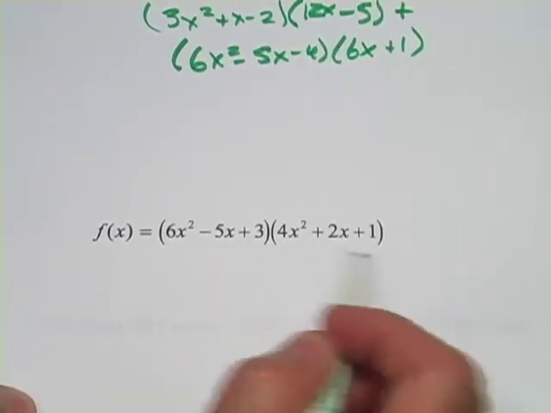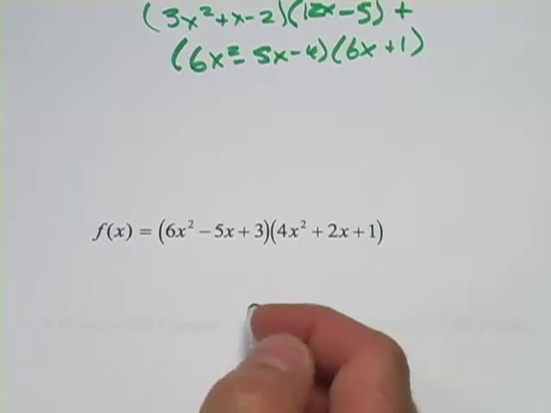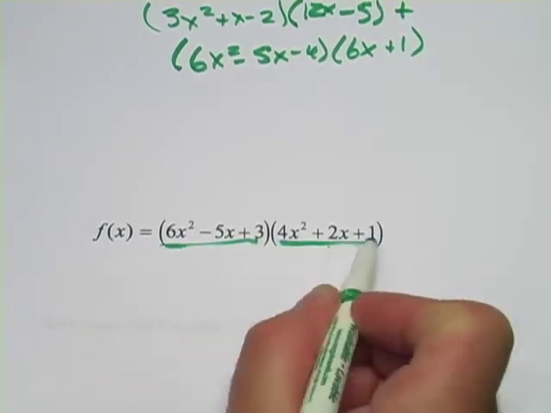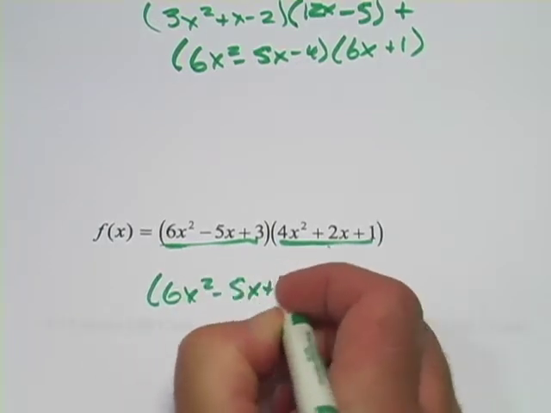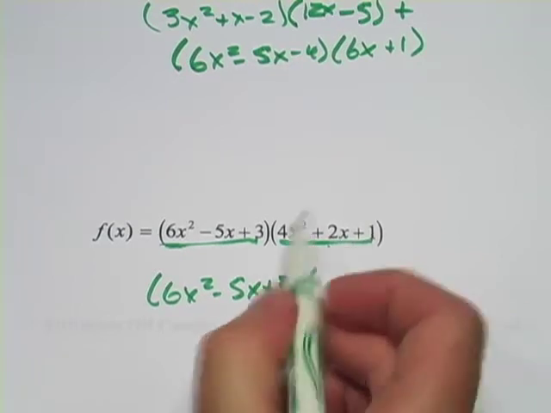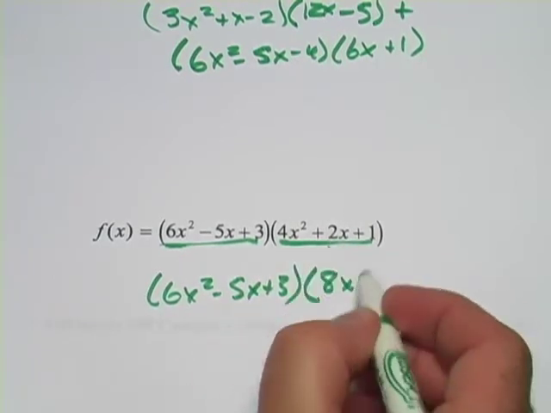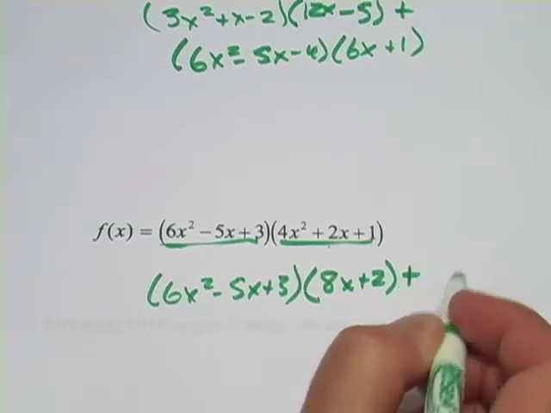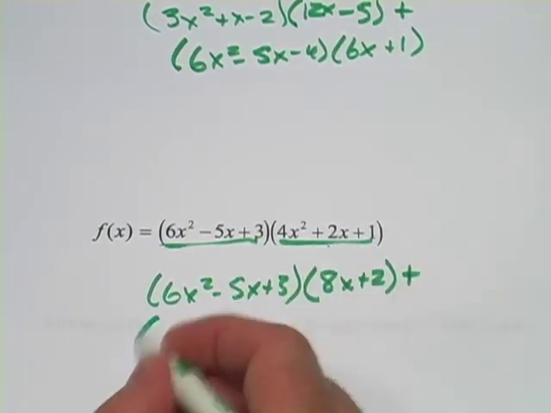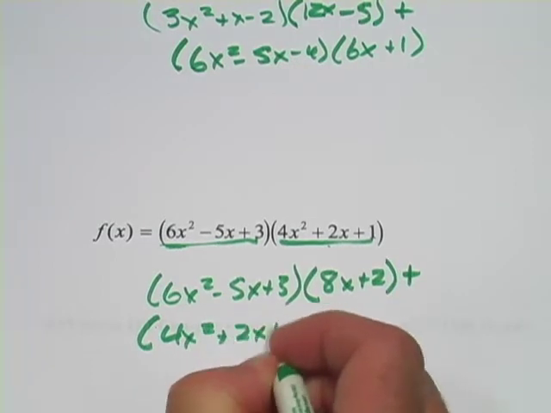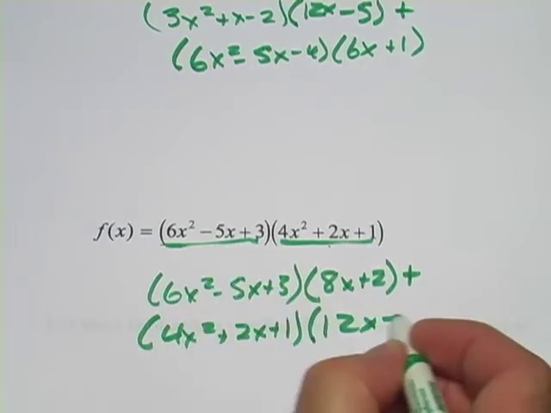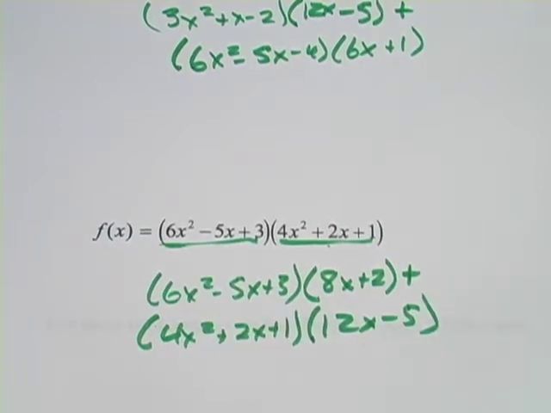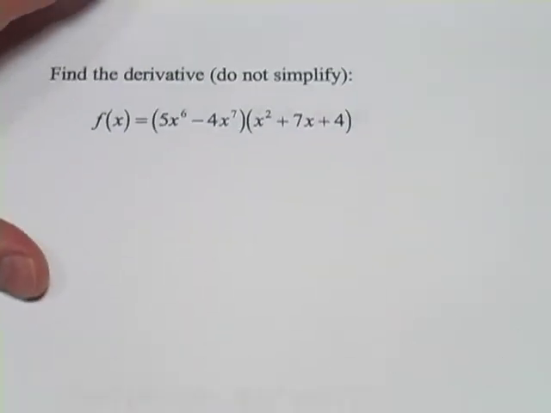So here we want to find the derivative of these two polynomials multiplied together. So we're going to take the first thing times the derivative of the second thing. So the first thing is 6x squared minus 5x plus 3. The derivative of the second thing would be 8x plus 2. Now we plus the second thing, that's 4x squared plus 2x plus 1, times the derivative of the first thing, which would be 12x minus 5. Let's try one more.